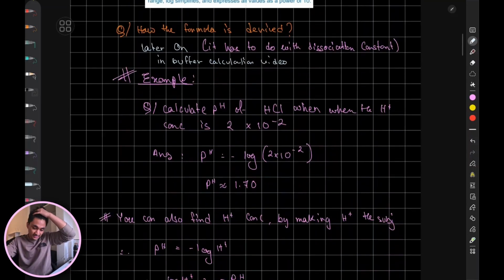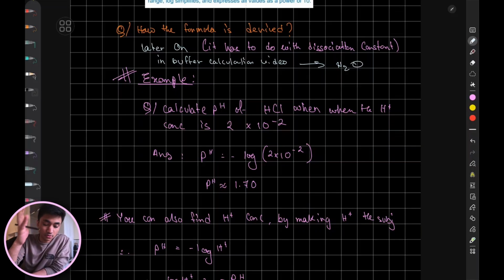Now let's look at an example. How the formula is arrived at, we'll look at it in buffer calculations, I guess. We'll look at it there. Okay, good. So I guess we'll be talking about H2O over here. There's also the dissociation constant Kw. You'll also see it come up over there. You'll get an idea of why and how we get to it.